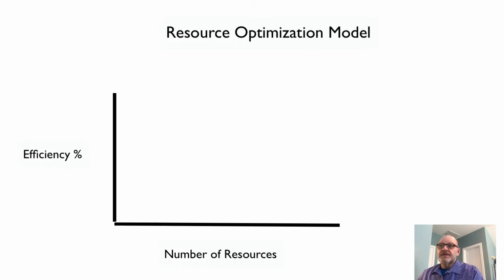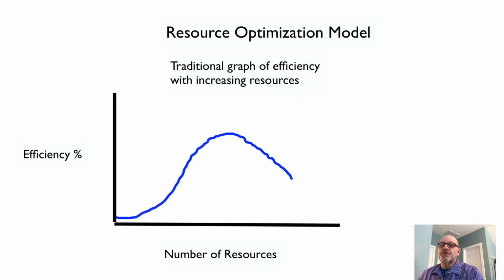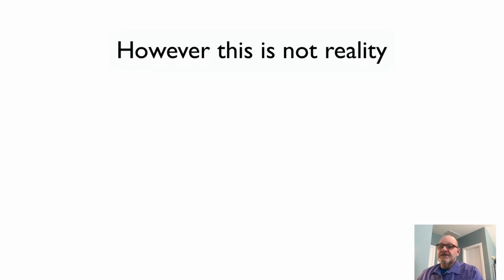Now here is a traditional view of how the number of resources impacts efficiency. What we see at the lower end, there are just not enough resources to get the work done on time. Now we keep adding more resources until we reach a sweet spot where we are the most efficient. And as we continue to add more resources, efficiency starts to drop again. The assumption is that they're starting to get in each other's way. However, this is not reality.